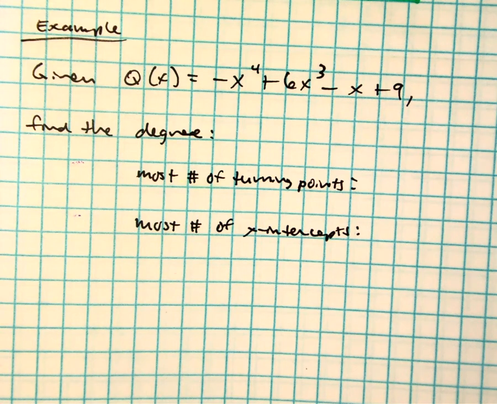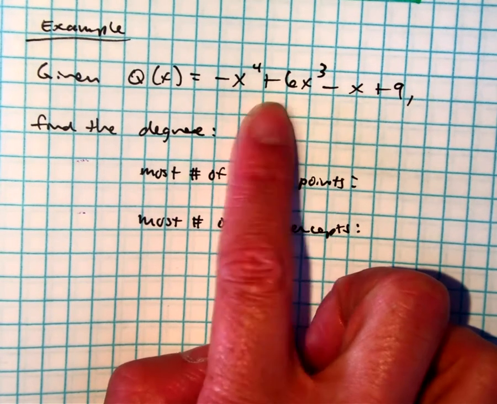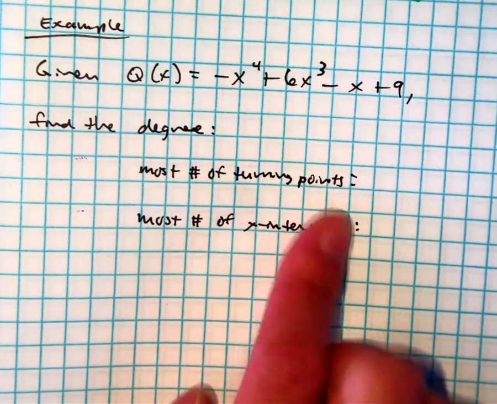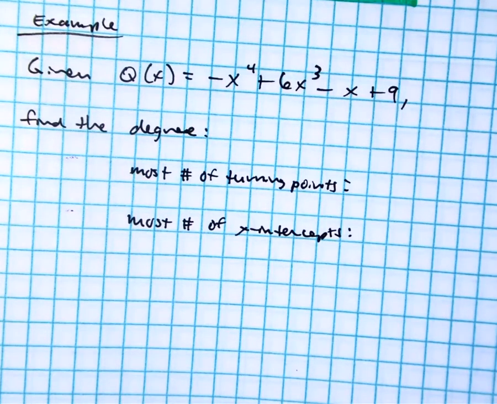Alright, so here I have an example. Given q of x equals negative x to the fourth plus 6x to the third minus x plus 9, we need to find the degree, the most amount of turning points, and the most number of x-intercepts. And we're going to do this without a graph, and then we'll visualize it later.